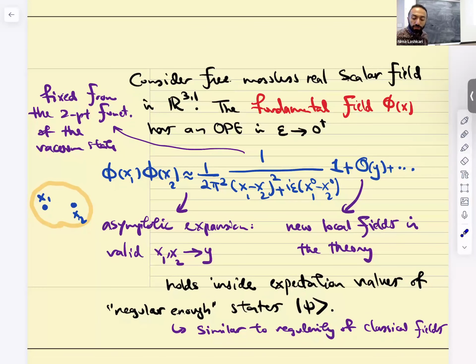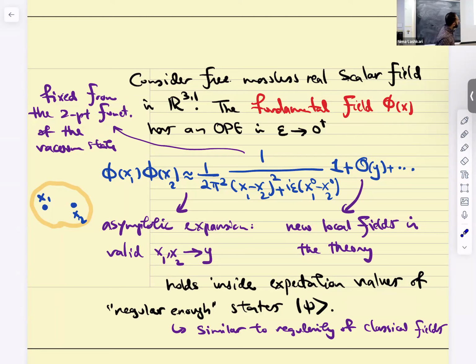So these relations hold only as statements in the limit of x1 and x2 being very, very close to y, inside nice enough states, regular enough states. So this "regular enough" replaces the C infinity condition we've been talking about. For the fields, we're saying that for classical field theory, the functions have to be smooth enough, nice enough.